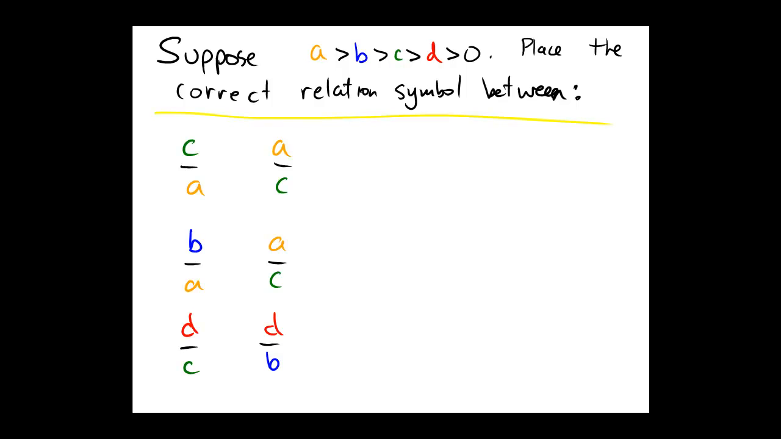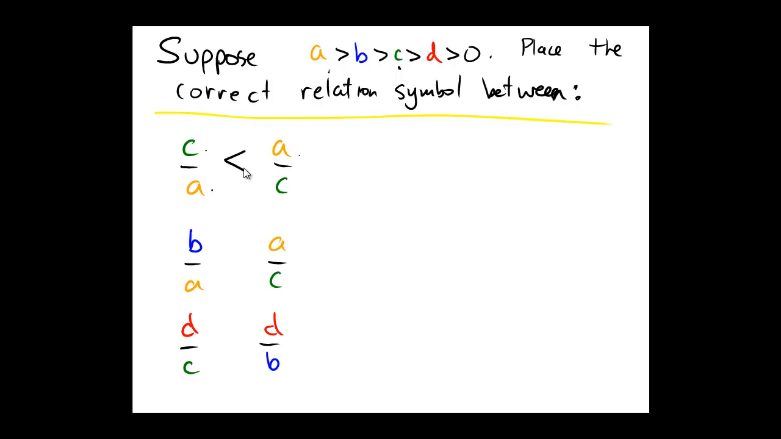One's the purest way, which is to look at them and compare them to 1. In the first example, we have C over A, but remember that C is actually less than A. So this fraction is going to be less than 1. Its denominator is larger than its numerator. On the other hand, if we take its reciprocal, A is now on top, C is on the bottom, so the bigger number is in the numerator, meaning this fraction is going to be larger than 1. So that means that the correct relation symbol is going to face this direction.